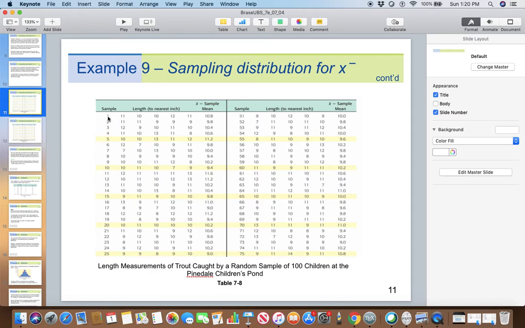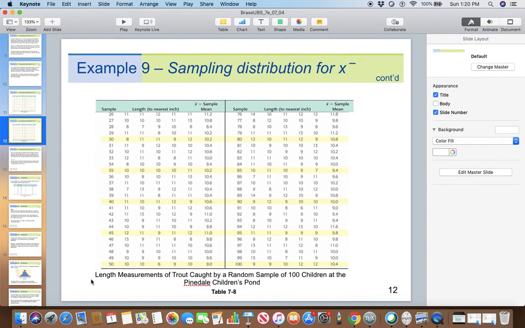1 through 25, that is the sample. So there are 100 children: 26 to 50 here and so on. All right, so she has 100 children. Now each child has caught 5 fish.